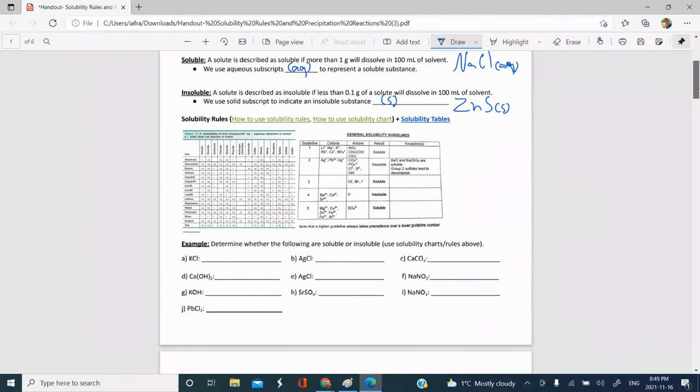So we saw that to predict if something's going to be soluble or insoluble, you can use solubility rules and solubility tables. We had various solubility tables that you could use. And there are a bunch of practice problems you can try to make sure you understand the concept. I'll do a few here with you. I recommend you pause the video and try it yourself first and then check your answers.